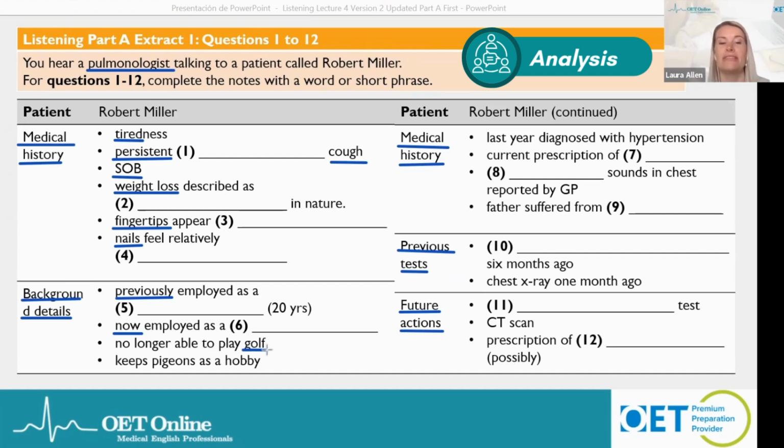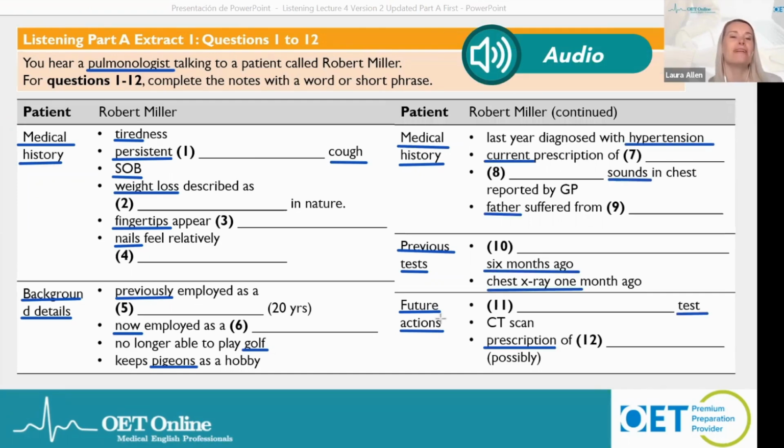And keeps pigeons as a hobby. Maybe just pigeons, right? And then when you hear the word pigeons, you're like, okay, definitely know where we are. Yeah, I think pigeons is the key, isn't it? Or hobby, yeah, you could say hobby. They might use a synonym of hobby. All right then, guys, I think we're ready to go.